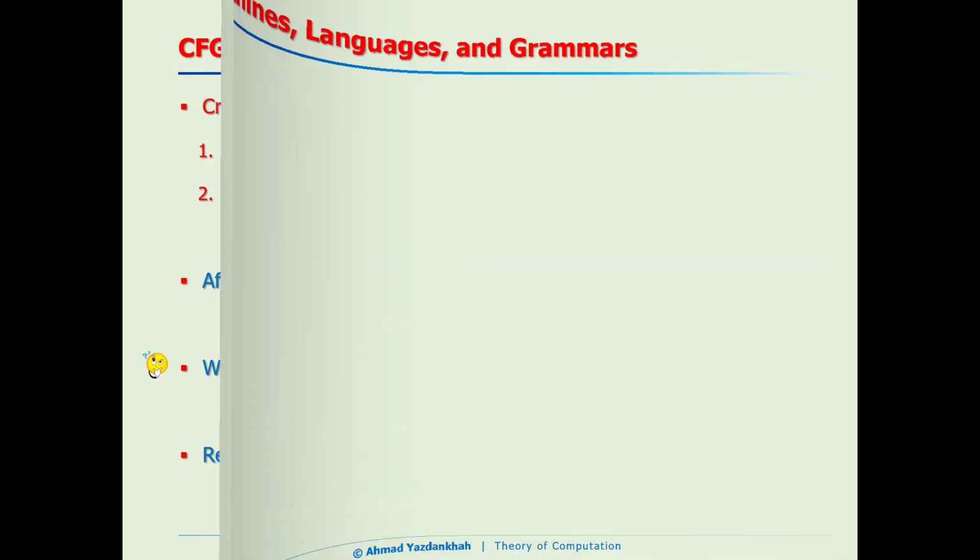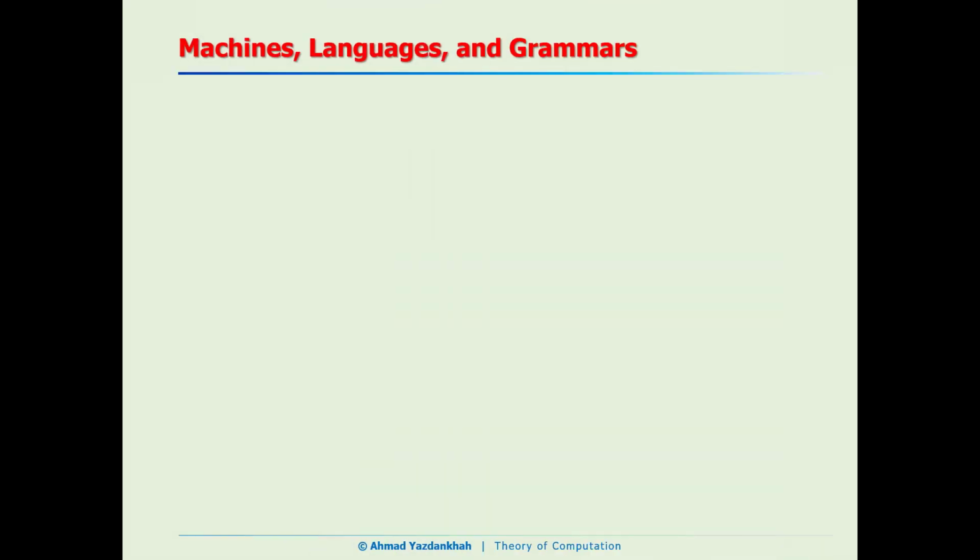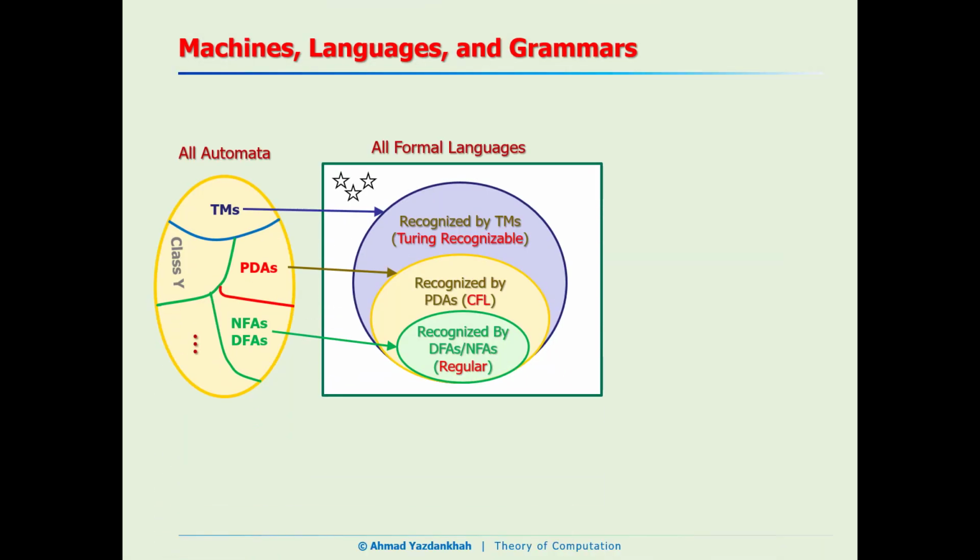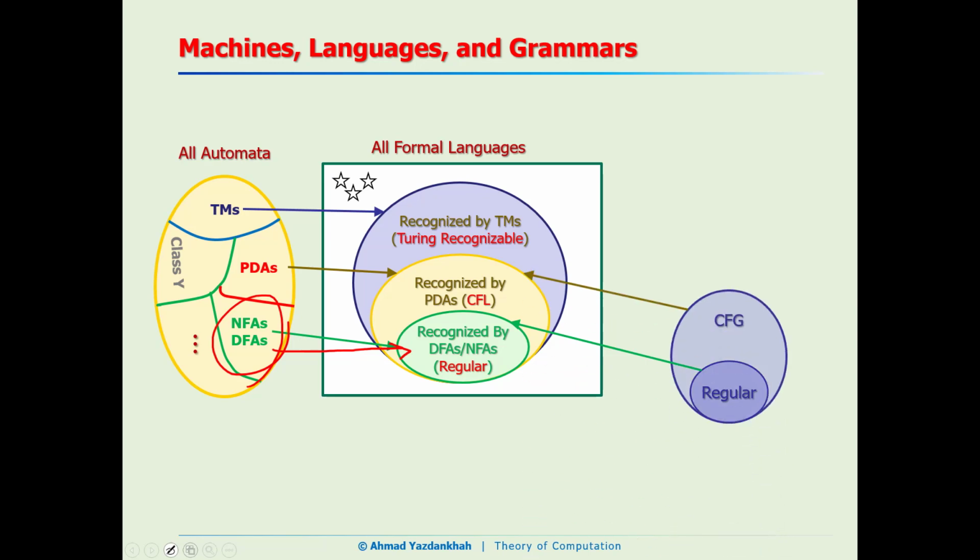Let's look at the machines, languages, and grammars one more time. NFAs and DFAs recognize regular languages, and we just learned that we have regular grammars that represent regular languages. And also we learned that PDAs can recognize context-free languages, and we just learned that context-free grammars can produce them.